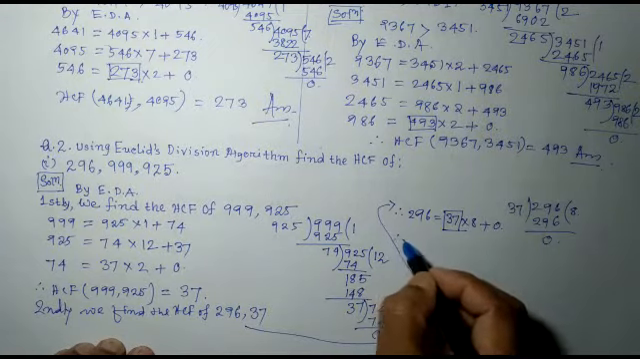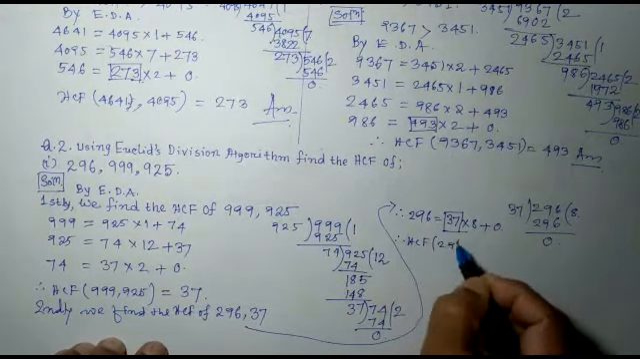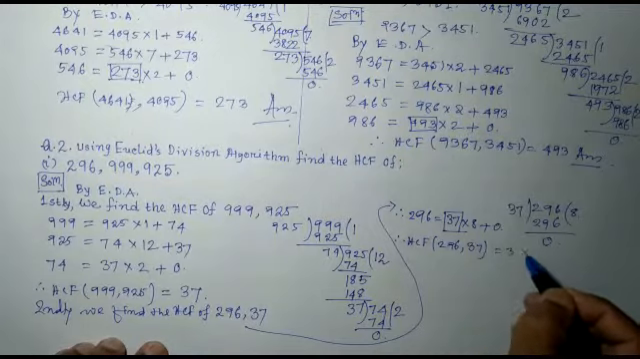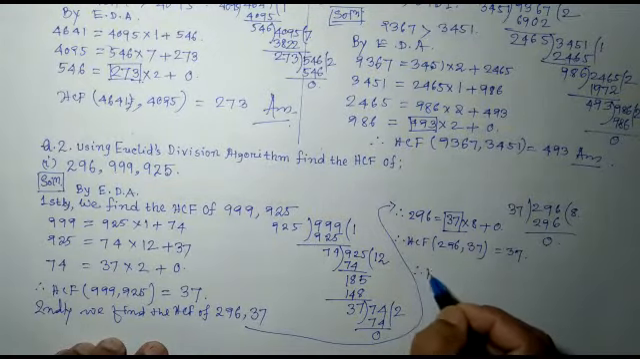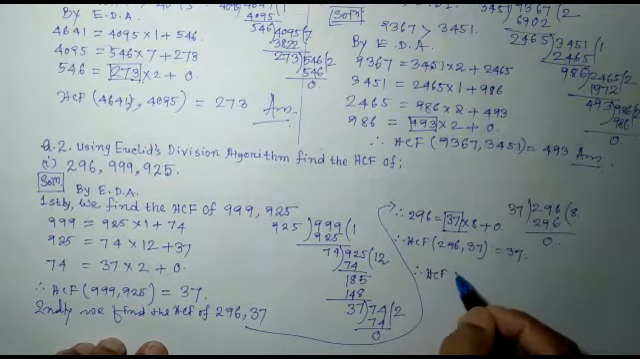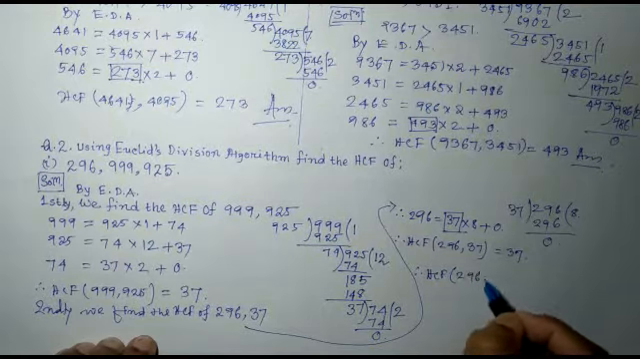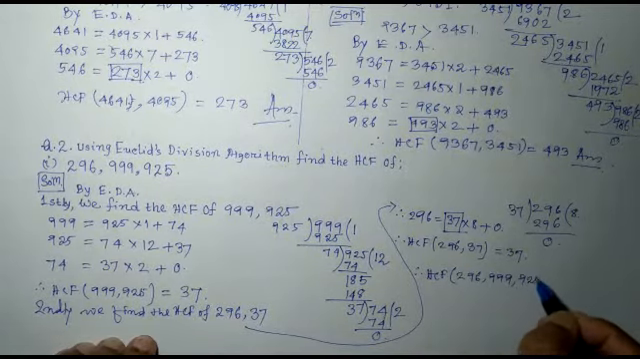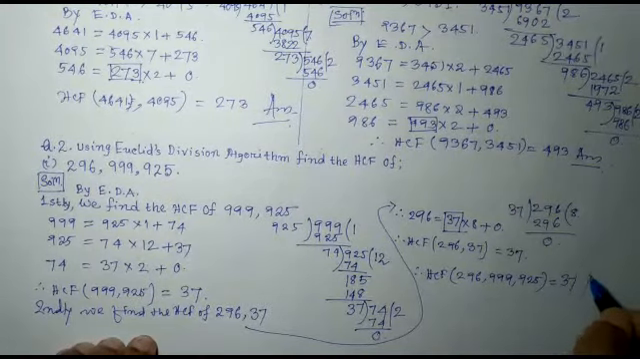So this 37 is the H.C.F of 296 and 37. Therefore the H.C.F of 296 and 37 is 37. And this 37 will actually be the H.C.F of all the three numbers. So we write the H.C.F of all the three numbers 296, 999, 925 is equal to 37. That is the answer.